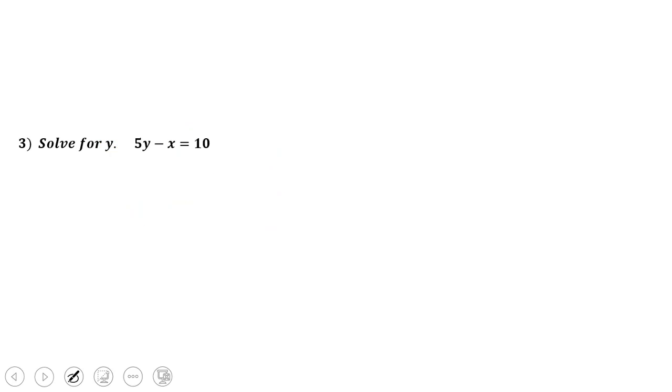Welcome to example 3. Again, solving for y. 5y minus x is equal to 10. Again, ladies and gentlemen, we're solving for y. We want to end up with y equals. So everything else has to go to the other side. And we use all the stuff we've been learning about isolating, keeping balance, inverse operations, all that stuff.